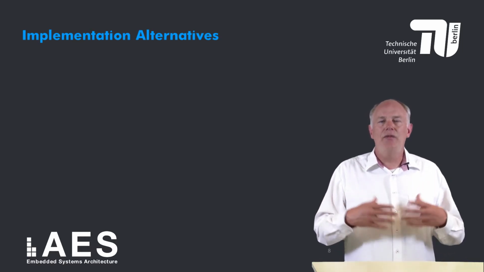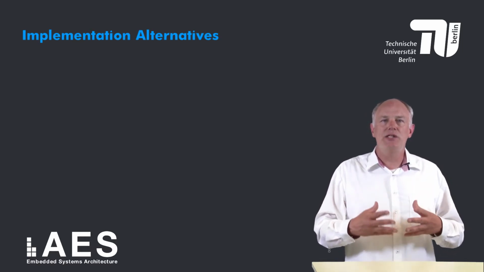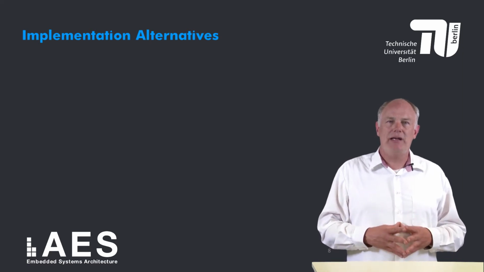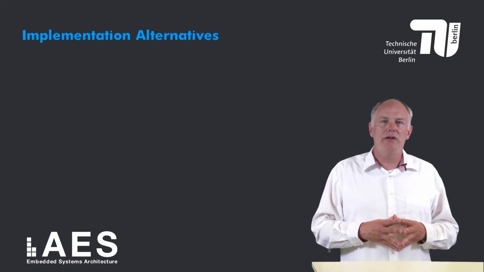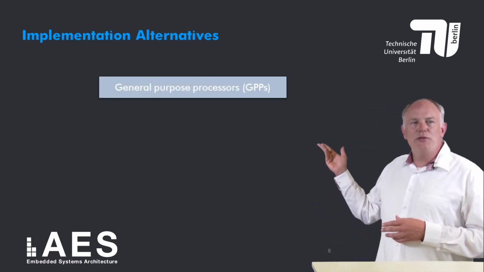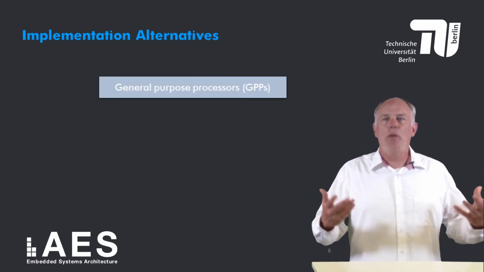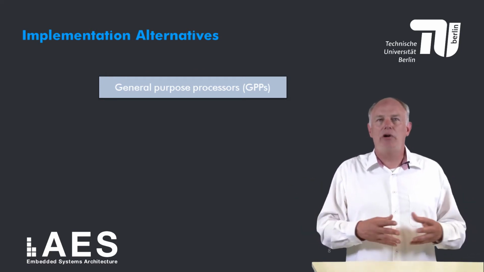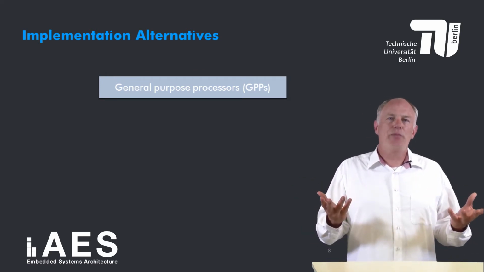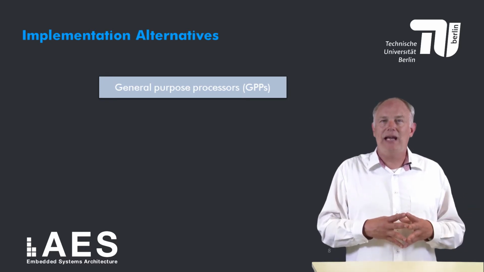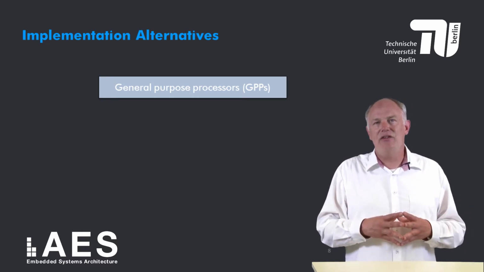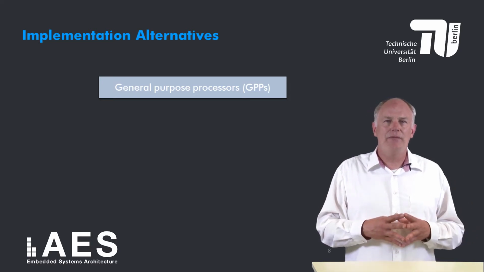Given an application, the embedded system designer should select the technology to implement it. I will now discuss a number of implementation alternatives. The first option is to select a general purpose processor such as an ARM processor. General purpose processors are very flexible and can be used to implement embedded applications, but it may not meet the performance requirements of the application.